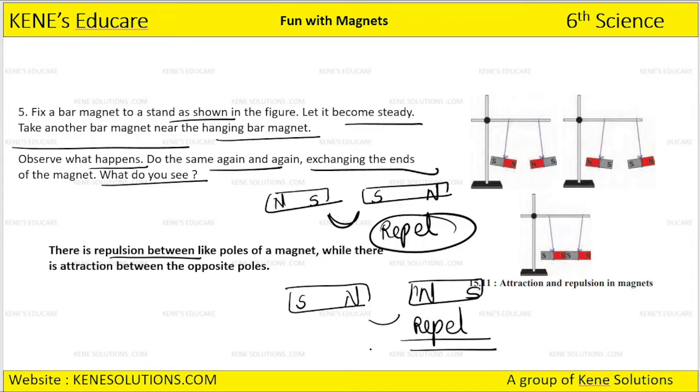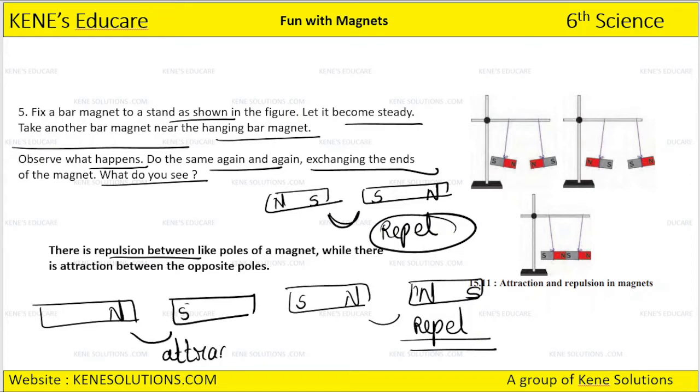There will be a repulsion. But if I'm taking the north pole of one magnet and the south pole of another magnet, there will be attraction. वहाँ क्या होता है? There is attraction. So it's simply the repulsion.